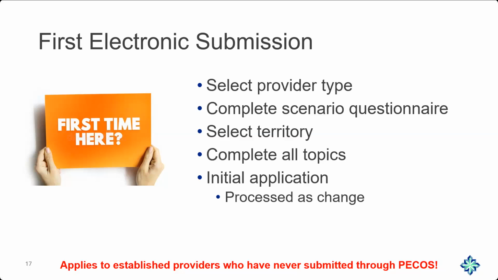Make sure you're completing all topics. PECOS does have edits in place, and so it will warn you of anything that's required, or it'll cause an error. It'll warn you of anything that you may need that it's not seeing. So please pay attention to those. But just keep in mind with that initial application, you are going to need to make sure you're making the appropriate selections. And again, if you've never submitted electronically before, but you are an established provider, it is going to come through as an initial application, but it will be processed as a change. So just make sure you're looking through all of that.